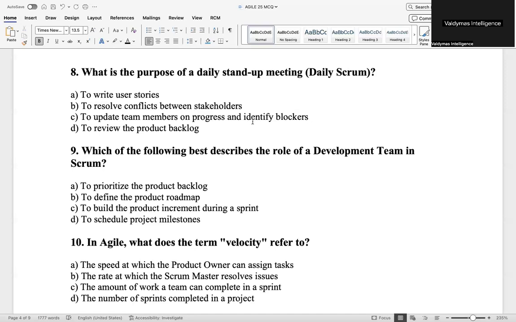So to build the product increment, that advancement in the product feature during a sprint, is the work of the development team. That's why when we're doing sprint review, we say we're reviewing the increments. We're reviewing that extra feature that was added to the product.